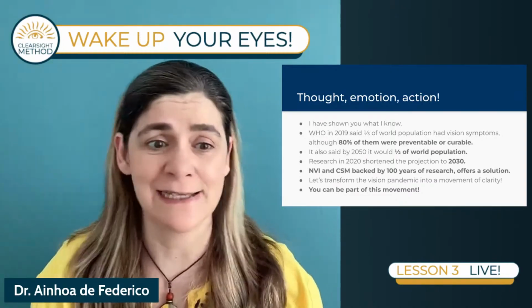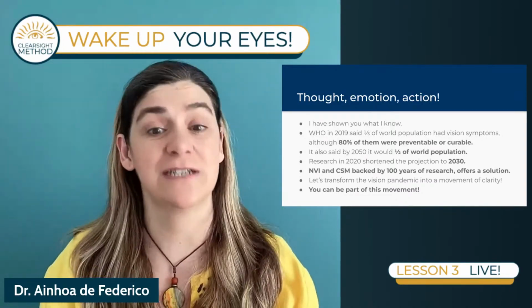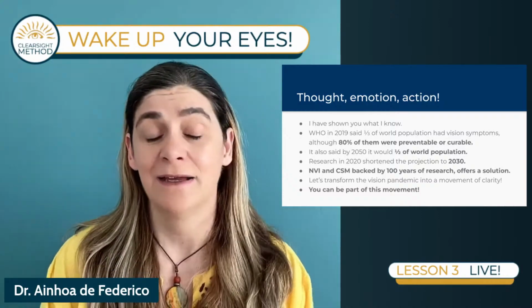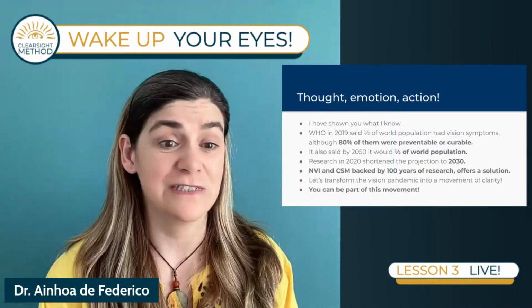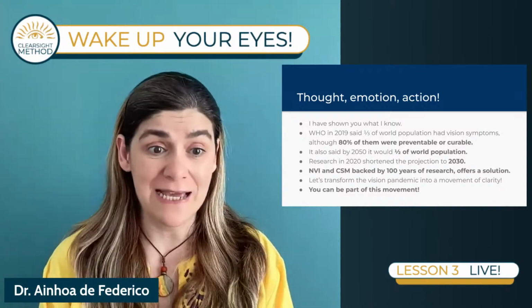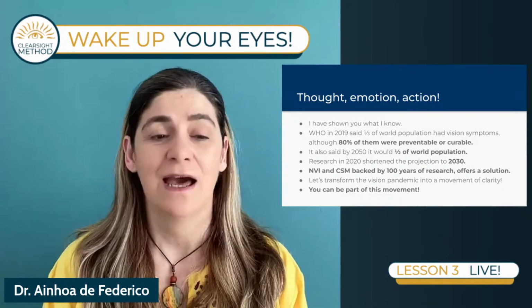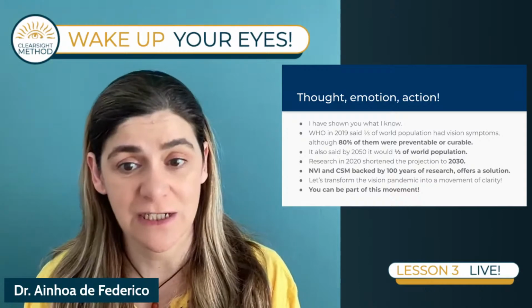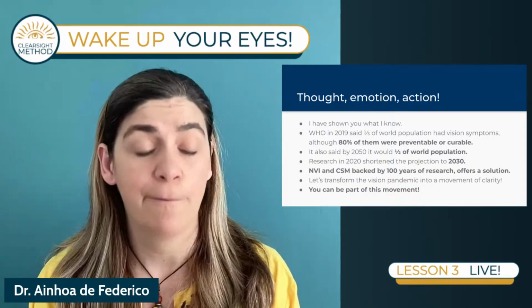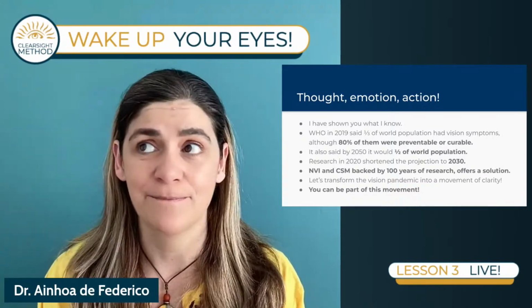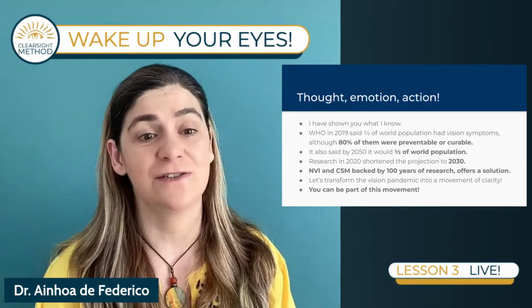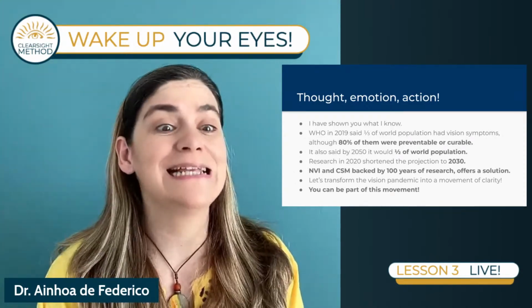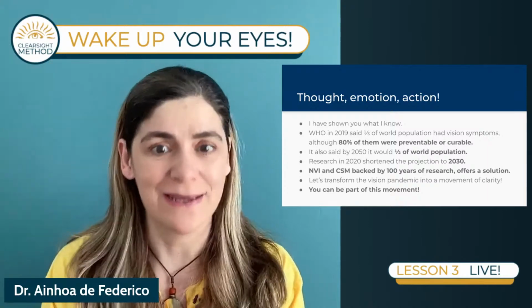And this is not genetics. Genetics wouldn't create such a big change, right? And this was just before the lockdown and the pandemic. Research in 2020, a few months into the lockdowns and pandemic, actually shortened the projection to 2030. By 2030, which is in about 6 years now, half of the world population is going to have vision problems. And it doesn't have to be that way.